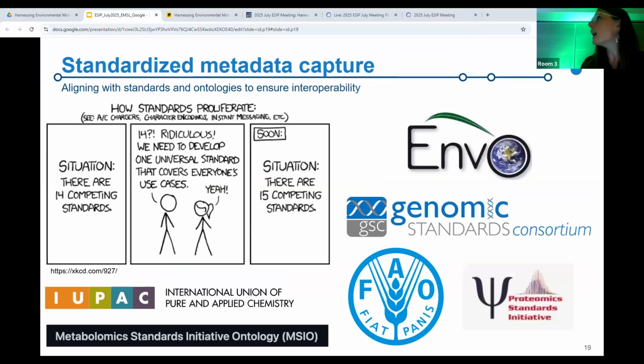We've seen a few XKCD comics in some of my sessions. This one's my favorite, where you have 14 competing standards, and that's ridiculous, and everybody hates that. So we're going to make one that solves everybody's problems. Okay, great. Now we have 15 competing standards. So let's not reinvent the wheel.